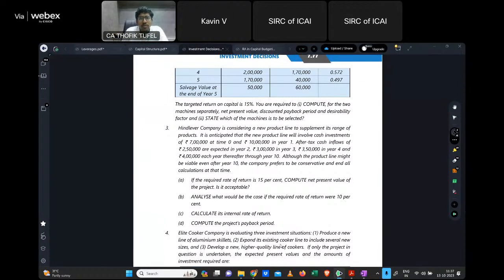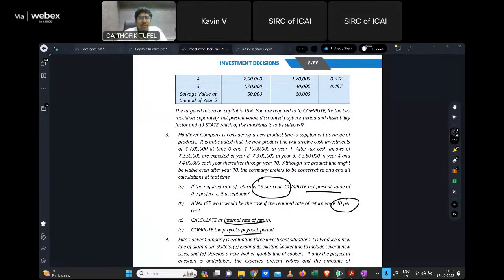See, if you see this problem, first they ask you to find out the net present value of the project at 15% rate. Then they ask you to analyze what would be the net present value at 10% rate. And then they ask you to find out the internal rate of return, and then they ask you to find out the project's payback period. Read the question first.